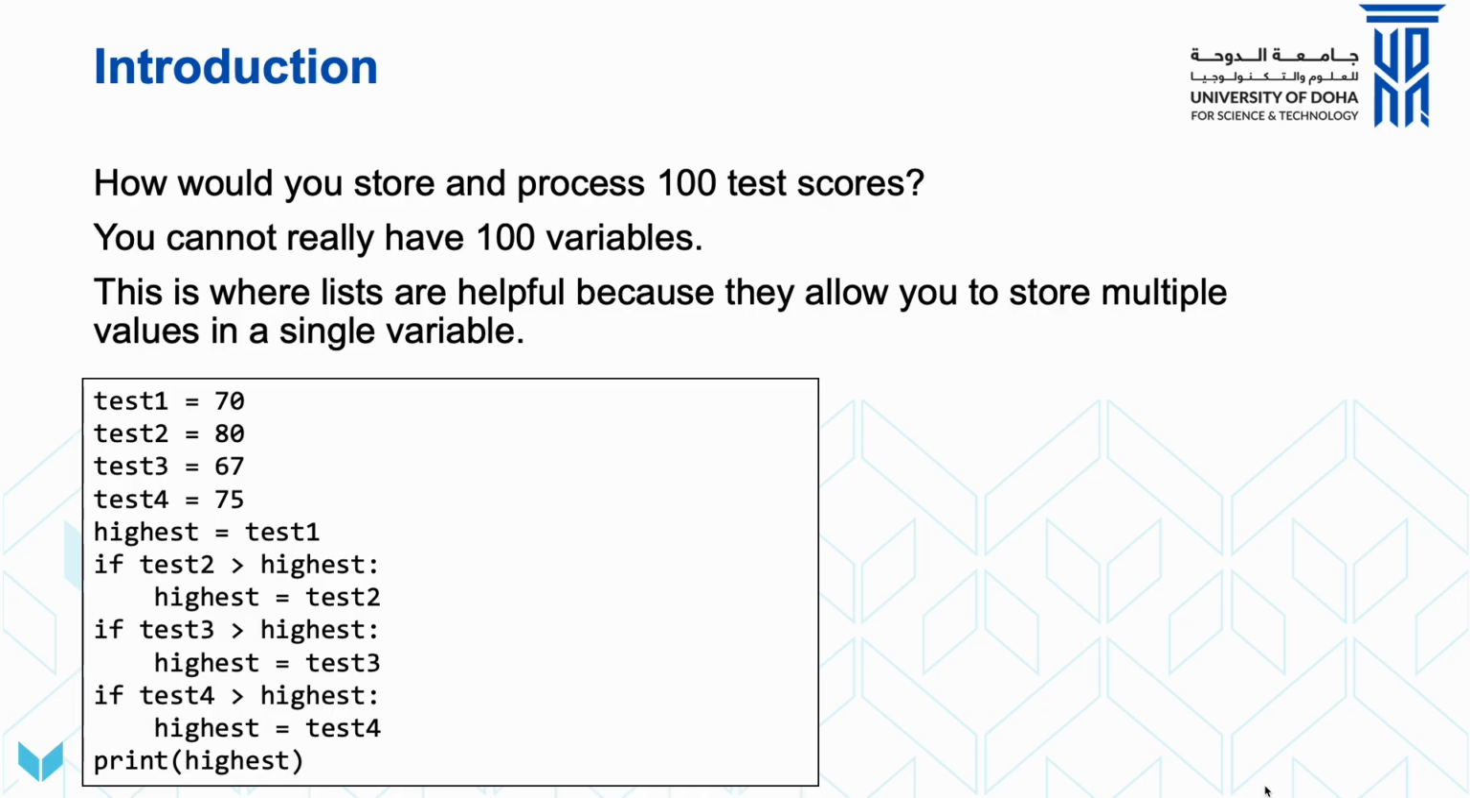Now, you might say, yeah, but you know what, I can make 100 variables. Sure, we could have a variable called test1, test2, test3, test4. In fact, right there, what I've done is I've set up 4 variables with different scores, and the piece of code that I just wrote will preview the highest. However, there's a bit of a limitation on this. What happens if there's 100?